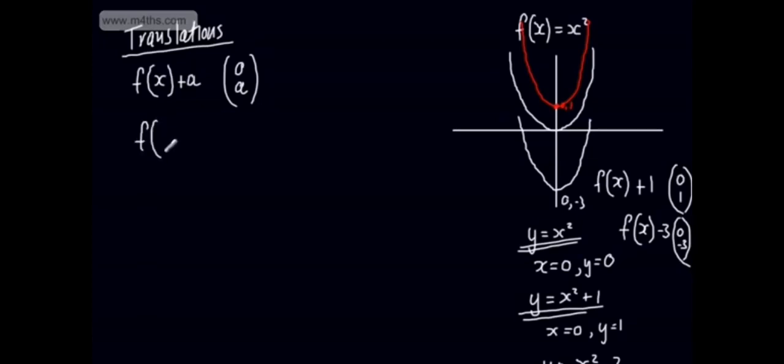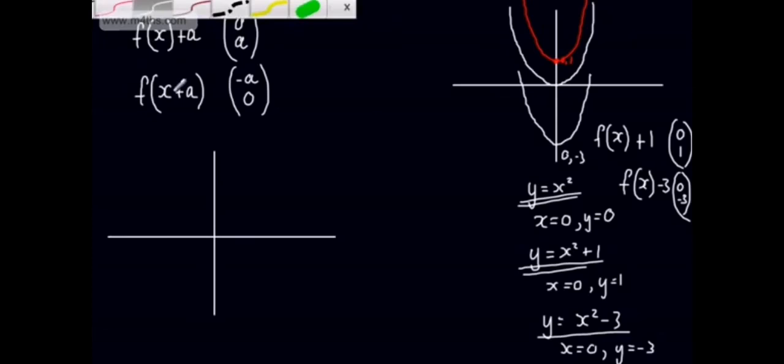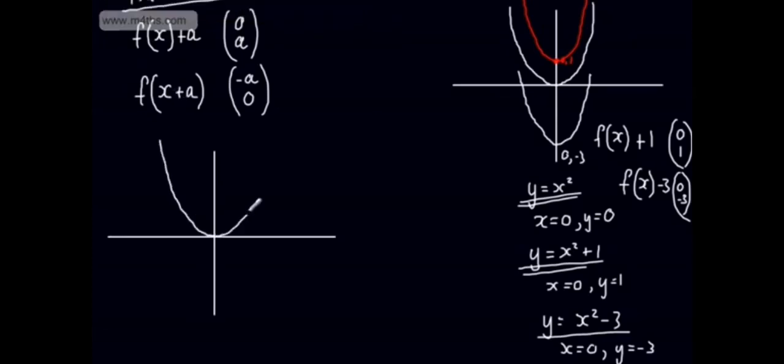So the second translation we're going to look at is f of x plus a. This is slightly less intuitive, as it's now a (minus a, 0) translation in the x direction. So let's take f of x again, and this is going to be x squared. So we'll place this on like so. So that's x squared. So f of x is equal now to x squared.